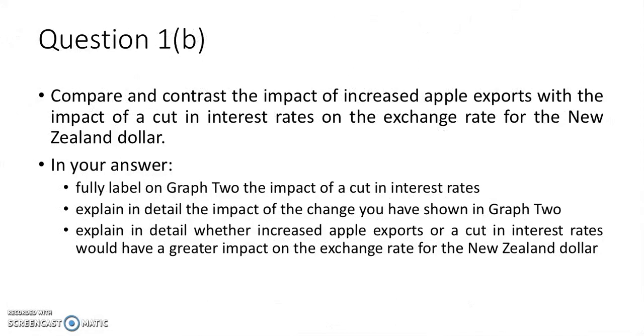So what happens? Now we have to go through a three-step process. We're going to go for the merit level, which is change the graph, explain the impact, and then we're going to go to the excellence level, which is compare and contrast the impact of increased apple exports with that of cutting interest rates.